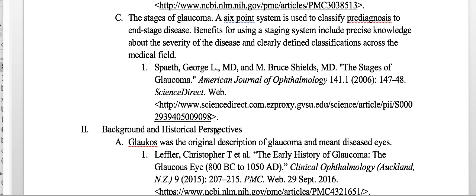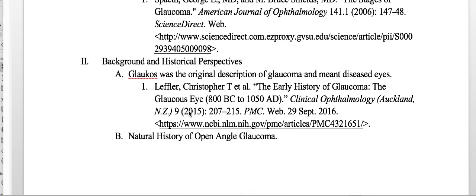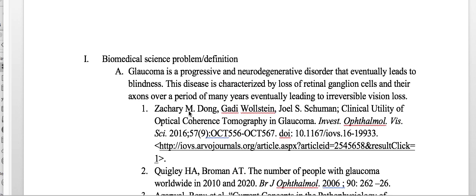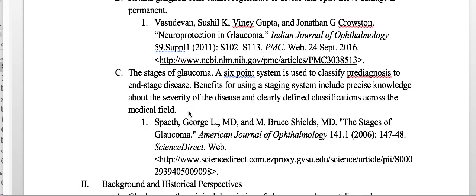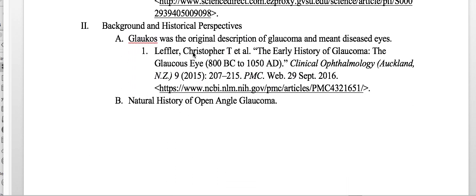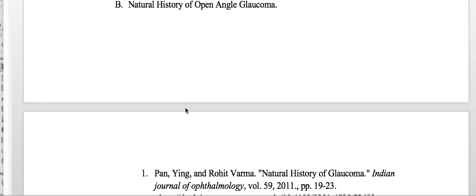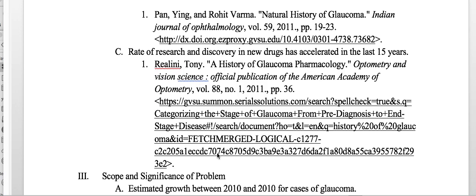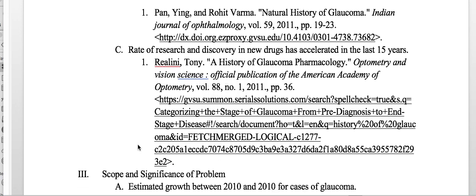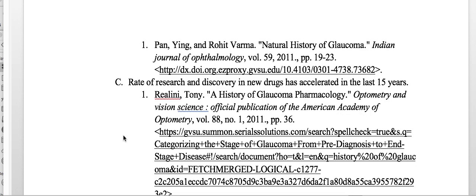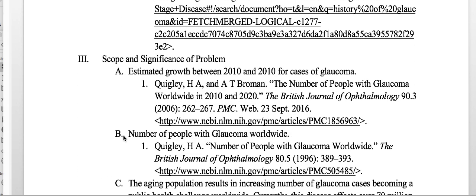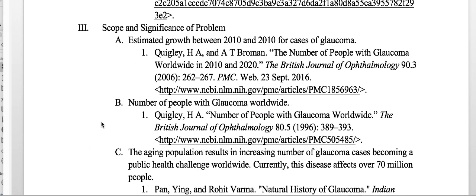And then here's another one, the stages of glaucoma, trying to add more detail here, if she was talking about the pre-diagnosis and end-stage disease of it. Then, so that's part one, setting up that biomedical science problem definition. And then we get into the background and historical perspectives and the early history of it, and a natural history of it. And so each point that she's making and each topic that she has, she's adding in the reference and the source of the different topics. So it really helps her so that she'll be able to find it down the road.